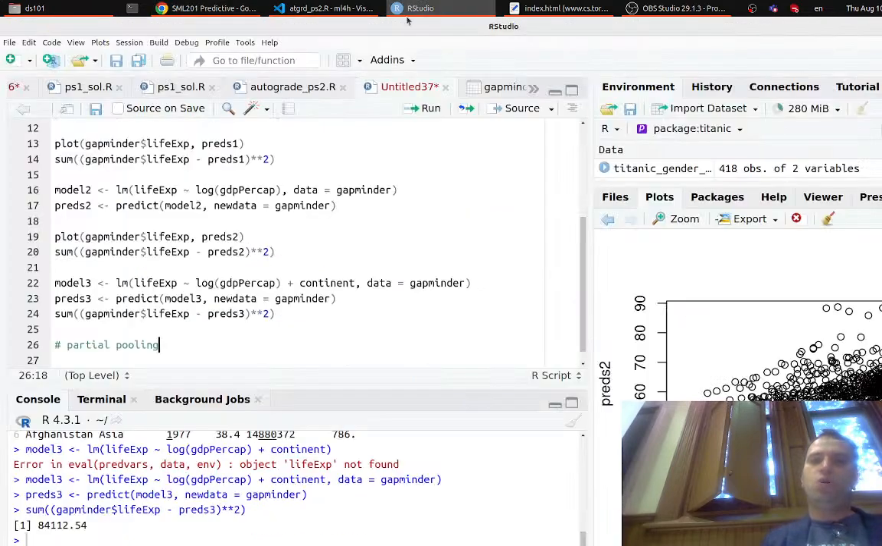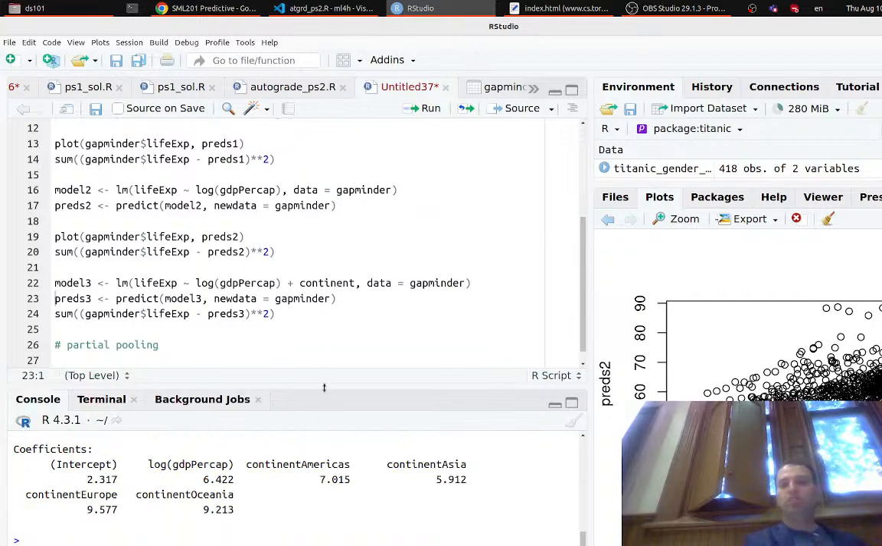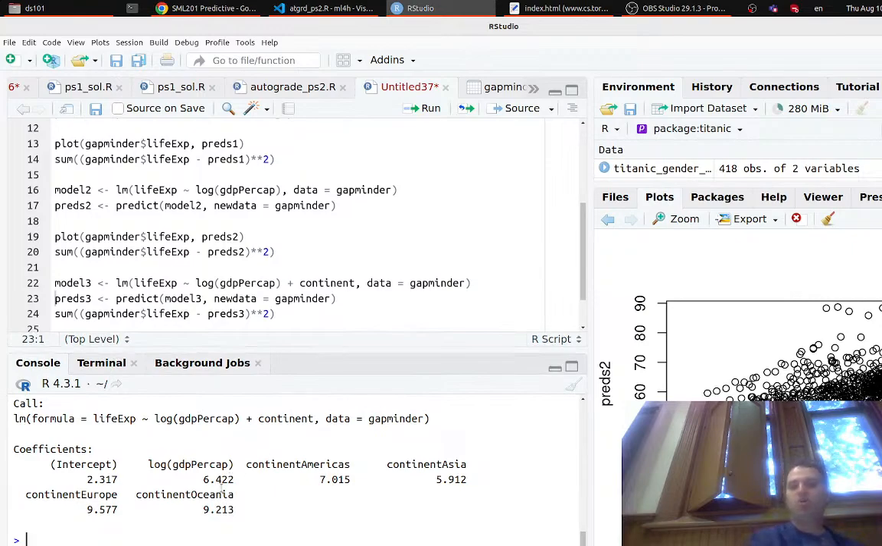So we've already done the example with the continent, but we can now look at it in more detail. If I look at what model 3 is, you see that the coefficients are like this. The equation is always this much plus 6.4 times log GDP per capita, plus 7 if the continent is Americas, plus 5.9 if the continent is Asia, plus this much if the continent is Europe, plus this much if the continent is Oceania. Africa is left out, you'll notice, because for Africa the prediction would just be the intercept plus 6.4 times log GDP per capita. Does that make sense? Questions?